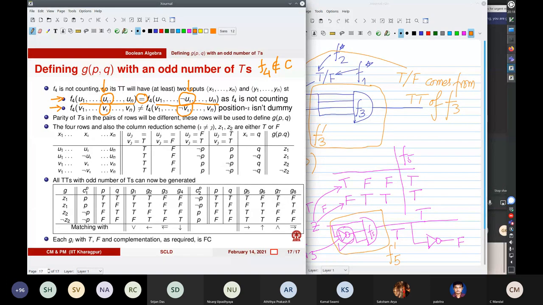First of all, you must have a pair of inputs which differ in a non-dummy position to give the same output. But to be sure that this is a non-dummy position, you must have a pair of inputs where the valuation of the function is different, to be sure that this is not a dummy position, right?